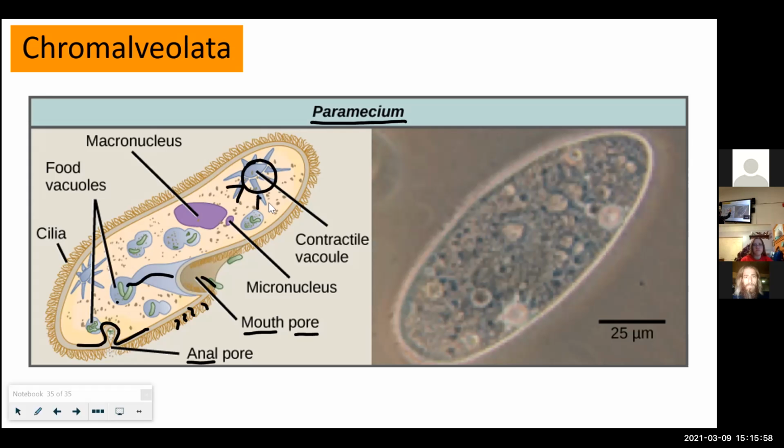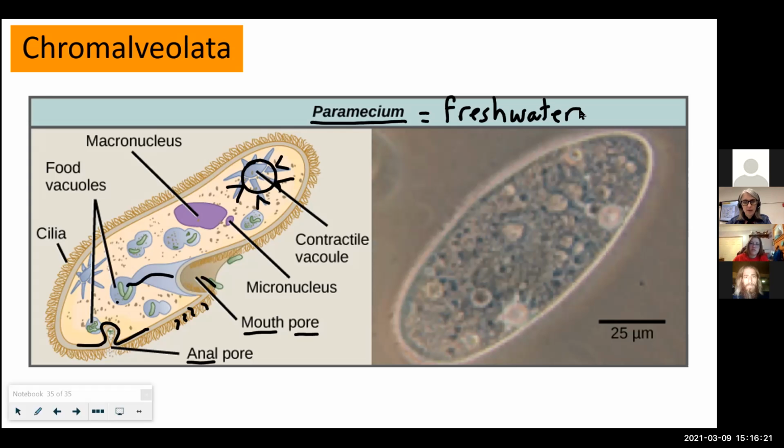Aha, what's a contractile vacuole? What does it do? Does anybody remember that? I'll give you a hint. It has to do with the fact that Paramecium lives in fresh water. It helps get rid of water.